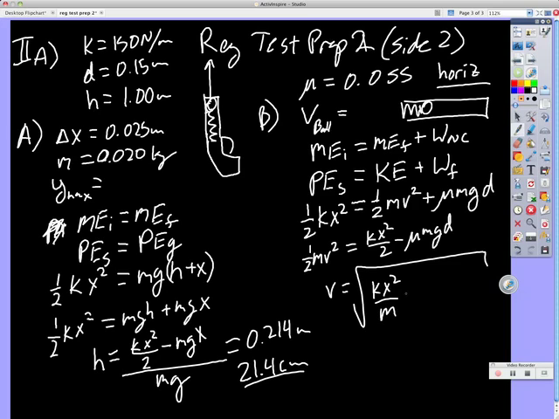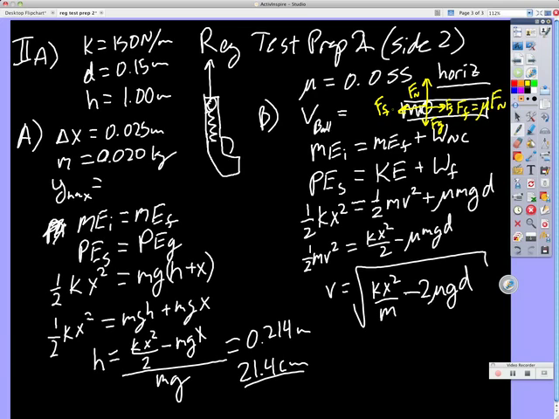Yeah, so for the ball, there's FG and FN. Does that make sense? Okay, there's also FS right here, but does this make sense? Okay, and so then FF goes back like that. So FN's up, FG's down, FS is forward, FF is backwards. FF is mu FN, and FN is FG. So FF is mu F sub G, and F sub G is mg. So I get mu mg.